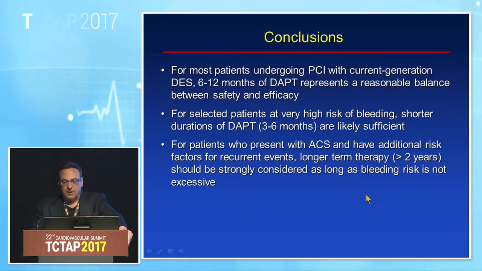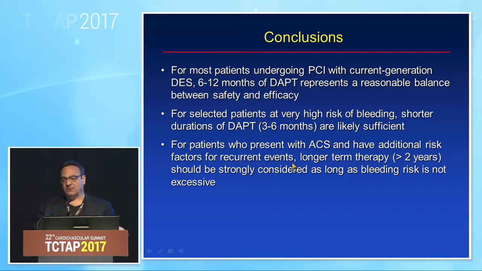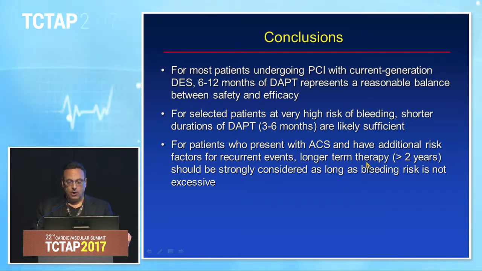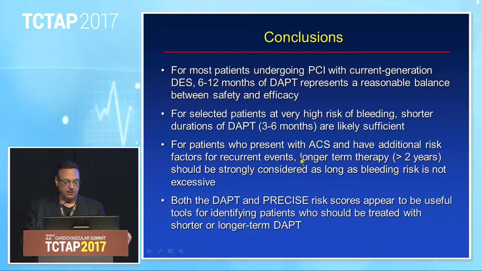DAPT. On the other hand, for patients who present with an acute coronary syndrome, especially acute myocardial infarction, and have additional risk factors for recurrent events as reflected in the DAPT score, longer-term therapy, and in this case I mean more than 2 years, should be strongly considered as long as the bleeding risk is not excessive. I think that's a key thing, is we still have to balance that against the bleeding risk.